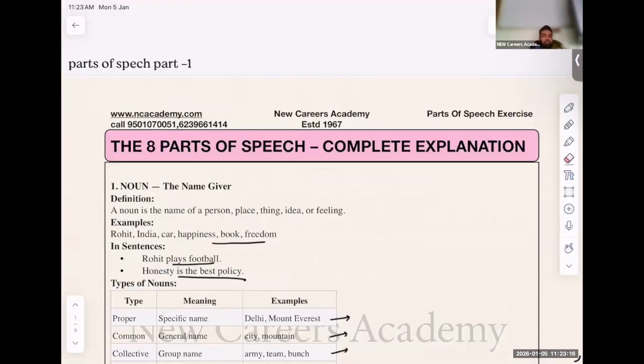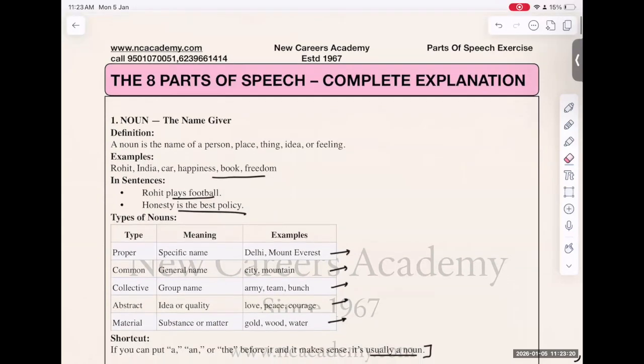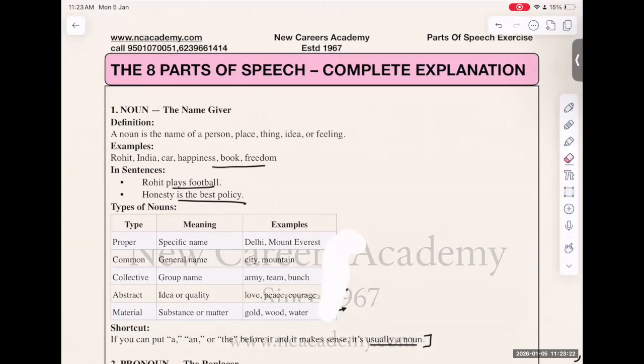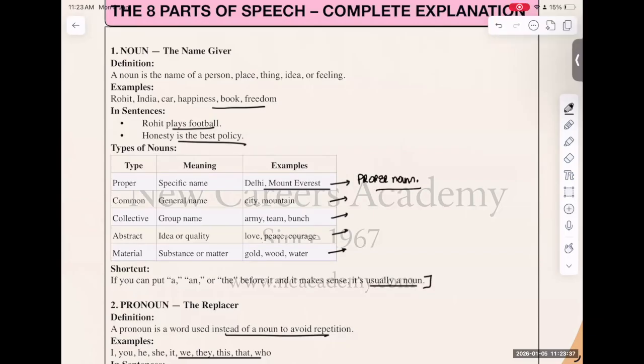The simplest part of speech is noun. What is a noun? First of all, if I say Ram, what is Ram? Name. Not name, who says name? What do we call it? If I say Delhi, Mount Everest, we call it a proper noun, not name. We call it a proper noun. If I say a city, it is a common noun. A boy, in the same way, is a common noun.